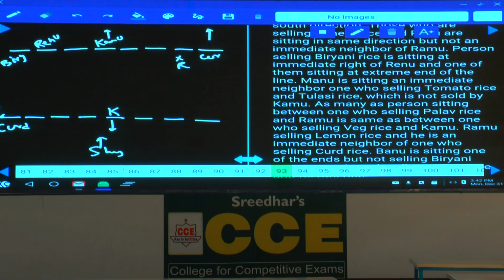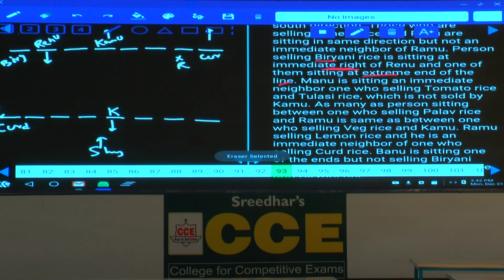Now where is that information? The person who is selling biryani rice is sitting at one of the immediate neighbors, the immediate right of Renu. Immediate right of Renu means Renu is facing towards which direction? Renu is facing towards south, because biryani must be to the immediate right-hand side of Renu, isn't it? And the person who is selling biryani rice is seated at the immediate right of Renu, and one of them is seated at the extreme ends of the line. Biryani is at one of the extreme ends of the line.